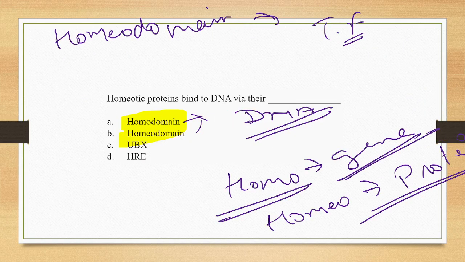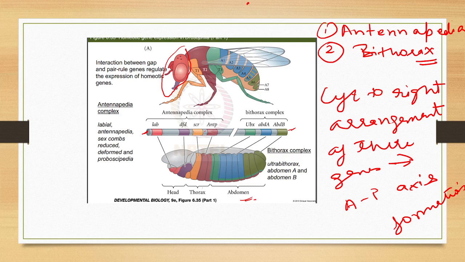These are expressed in the anterior regions. And this labial gene and this deformed gene are responsible for the head region. Therefore, they are expressed in the anterior end. If this is the Drosophila embryo and this is the anterior region and this is the posterior region, these labial and deformed genes which are expressed in the anterior end are responsible for the formation of the head region.